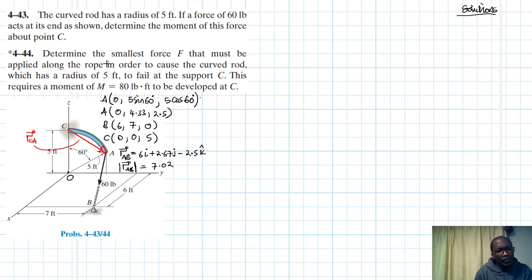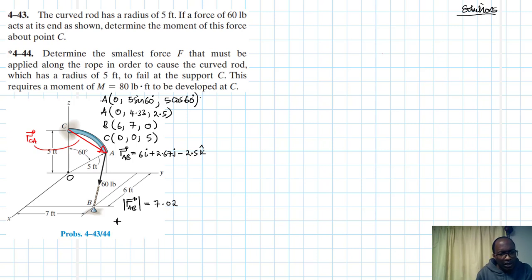Alright. This stuff is clustered here. Let me move it down. So say RAB, the magnitude is equal to 7.02.